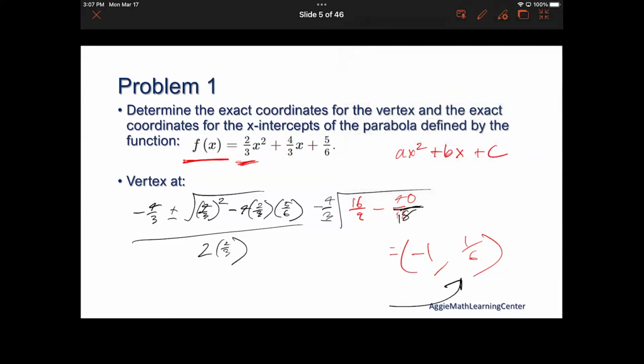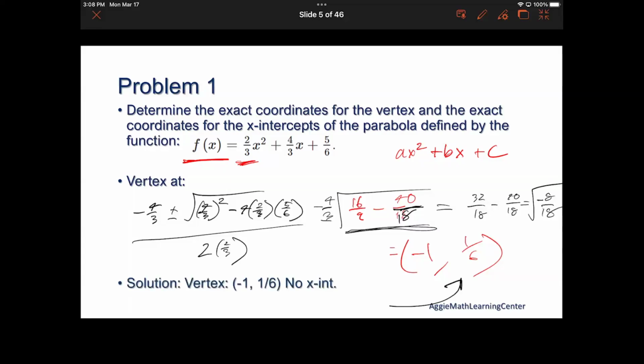And if you're looking closely, as we continue to simplify underneath the square root, we're going to get 32/18 minus 40/18, which is going to be -8/18, which, as we've learned from our previous CBEs and the previous things we've learned in this class, negatives inside of a square root will give us imaginary numbers. And if the inside of our square root is imaginary, that means our x-intercepts don't exist. So for this problem, our vertex is going to be -1, 1/6, like what we found before, but we do not have any x-intercepts.